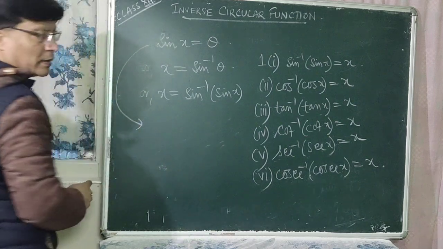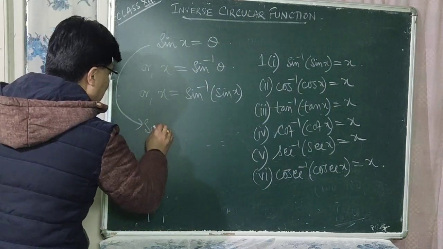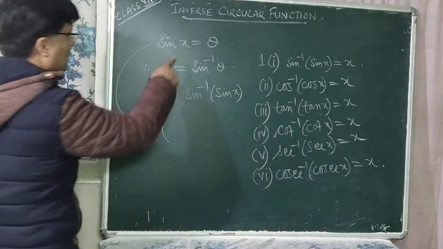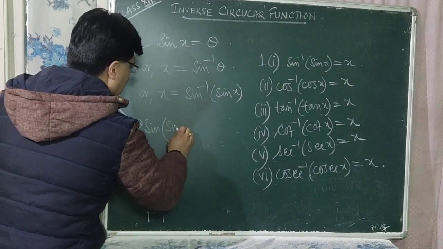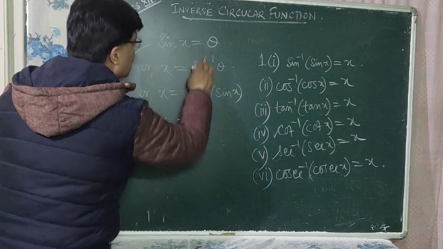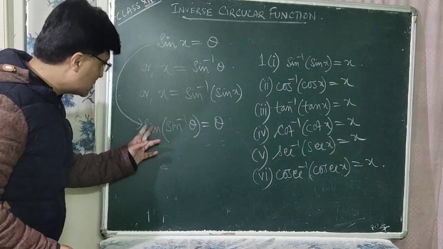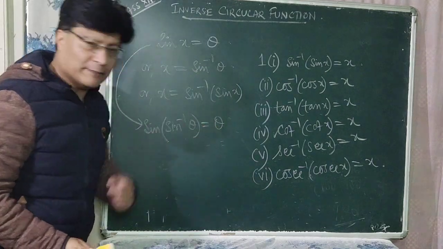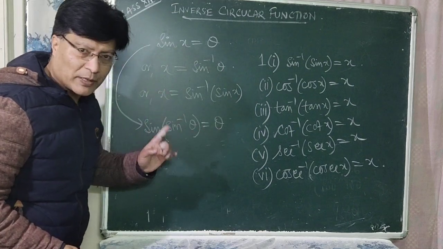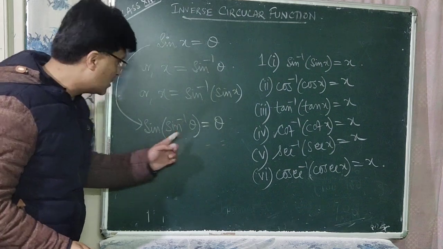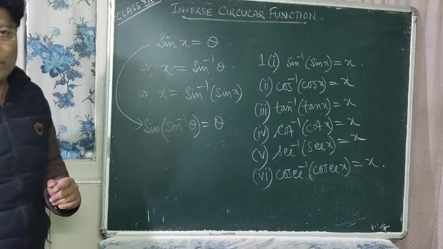Now look again from here. Sin x is equal to theta is there. So again sin, now within the bracket, instead of this x, what can you write? Sin inverse theta. Sin inverse theta is equal to what? Theta. Here also we got sin of sin inverse theta is equal to theta. That means sin inverse x. Instead of theta, if there is x, then this is also sin of sin inverse x is equal to x. That is also a formula.